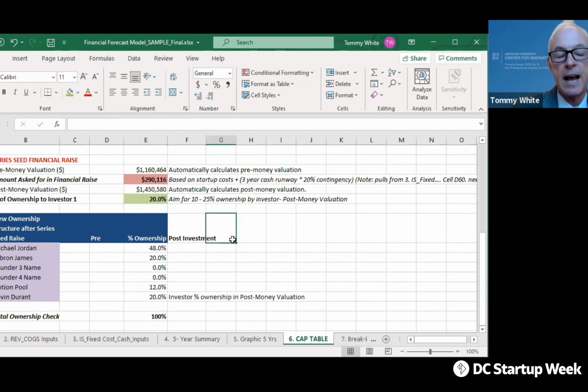But what also is calculated for us through this is a pre-money valuation and a post-money valuation. Pre-money is the money before the investment comes in. Post-money is simply adding pre-money plus the amount invested to get us to a post-money valuation.